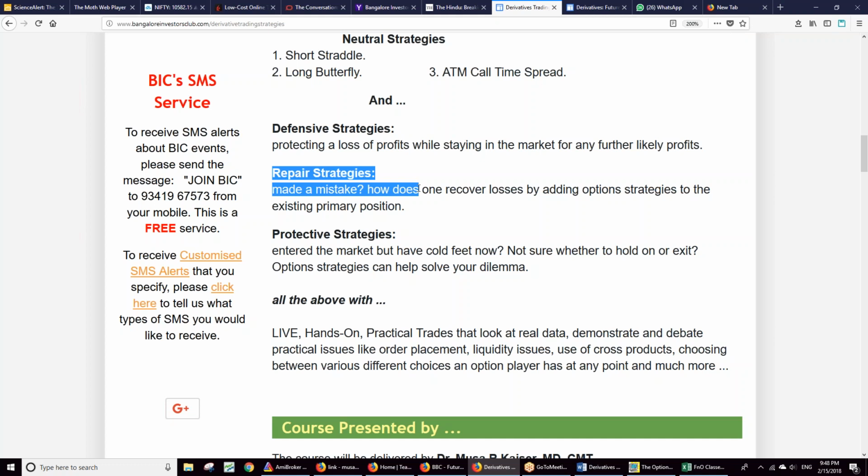Then repair strategies. Maybe you made a mistake. It could have been an execution mistake. It could have been a mistake in the view. Maybe you had one view of the market, you executed something, and now you're having a loss.